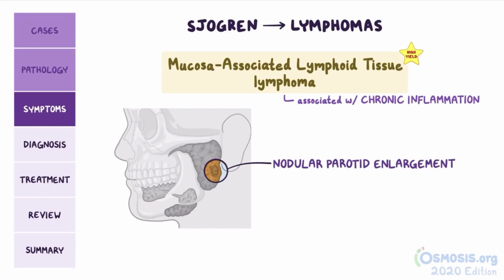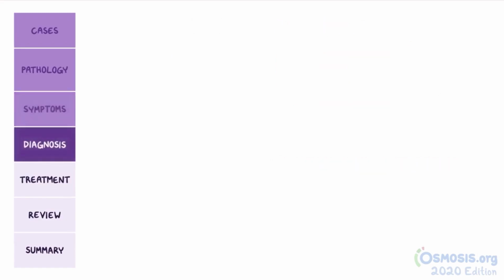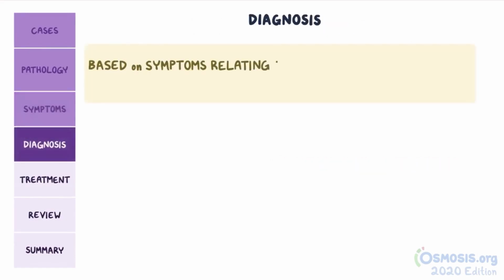Since virtually any organ or gland can be affected, diagnosis is based on symptoms relating to salivary gland, mouth, and eye involvement.